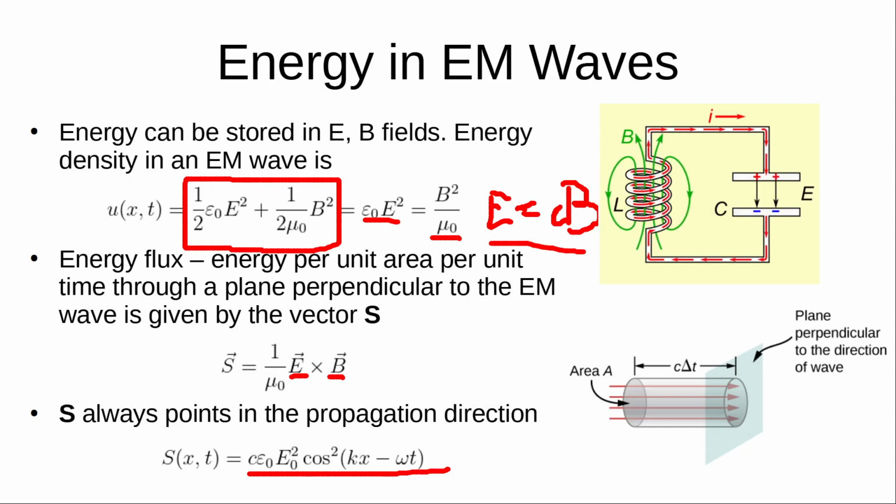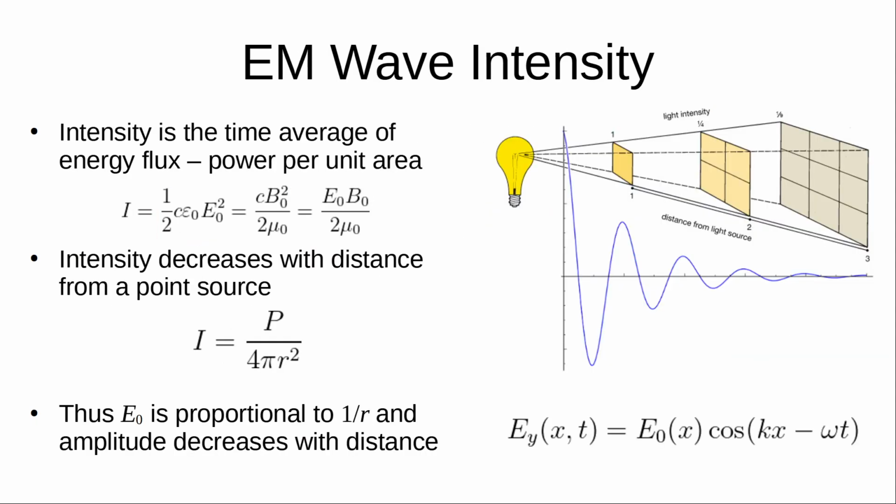So that's interesting, I guess, but when we measure waves, we can't usually measure just the energy flux. We usually measure things like brightness, or if you're thinking of a sound wave, you might measure loudness or something like that. So what we're actually measuring is intensity, which is the time average of energy flux, usually the average over like a full cycle.